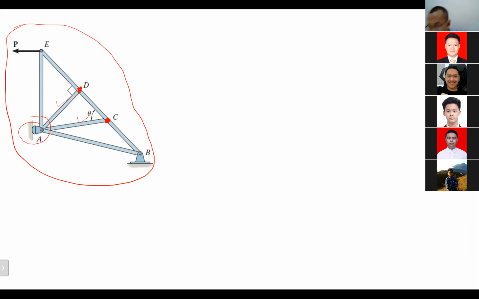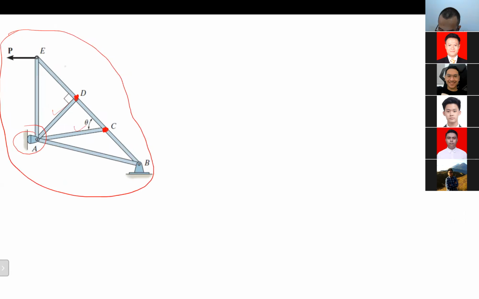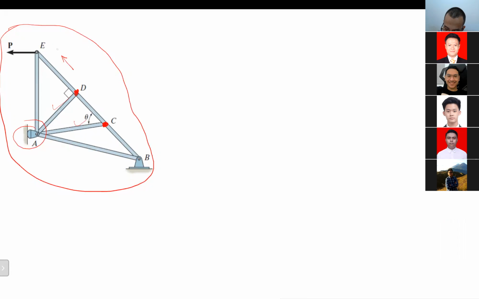Okay. Let me explain why this kind of member can become a zero force member. If we take a look at joint D, and I assume that this direction is my X direction and this direction is my Y direction, if we use sigma Fy equal to 0 at joint D, what forces do we have there?